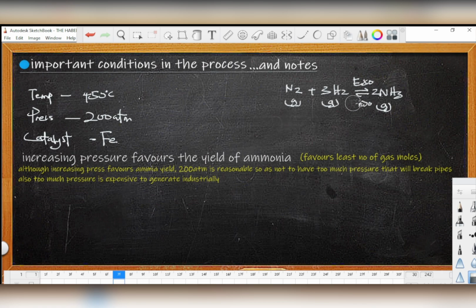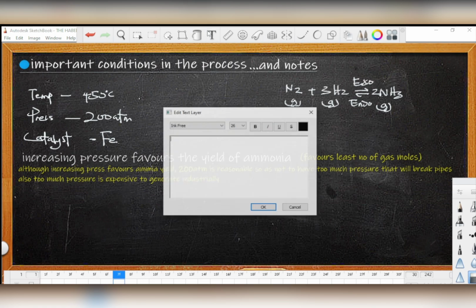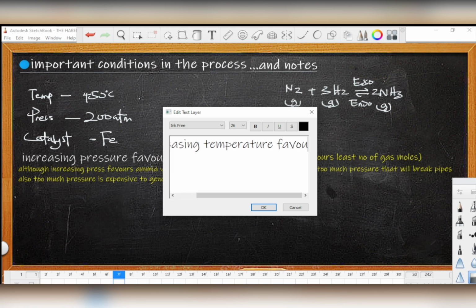It shifts equilibrium to the left. So it's going to favor the formation of nitrogen and hydrogen. So it means if we want more ammonia, we have to cool it down. We have to decrease temperature. So I'm going to write it down also. Decreasing temperature favors yield of ammonia.